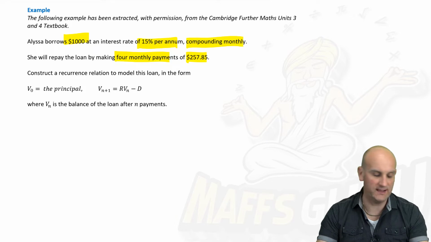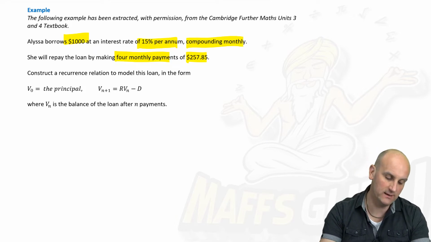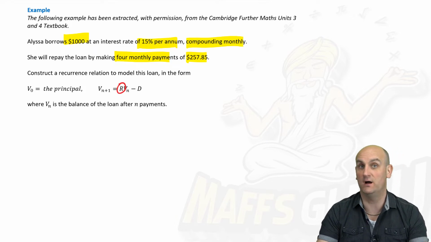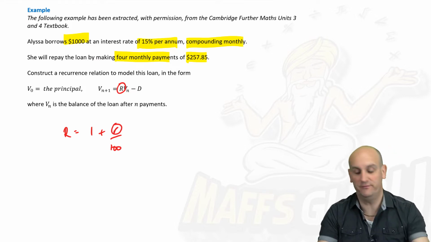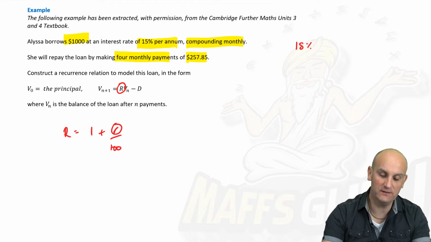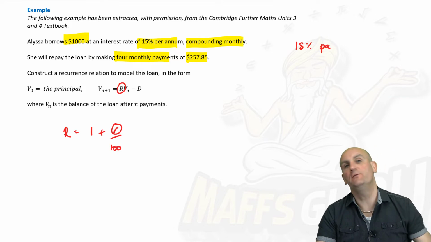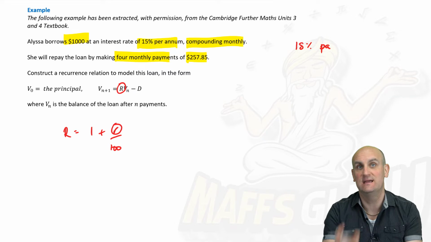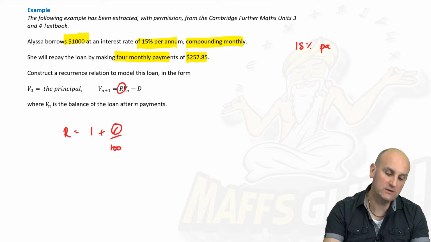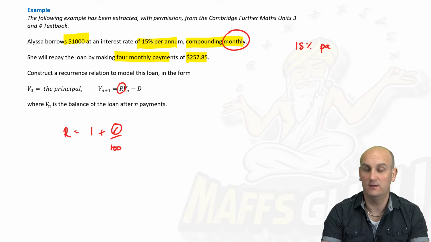We can do that, and it's got to be in this form here. So the value we need to work out is the value of R. If we remember, R is equal to 1 plus little r on 100. So what is that value of little r? It is not 15%. Our 15%, if you remember, is per annum. And if you haven't watched the video on effective and nominal interest rates, go back because it explains how to do this step. It is compounding monthly, so we have to turn this per annum figure into a per month figure.